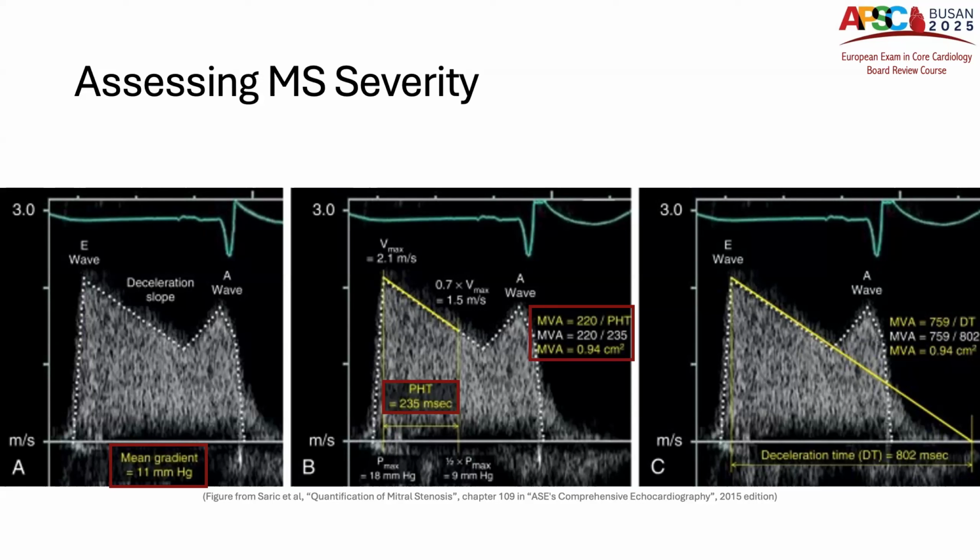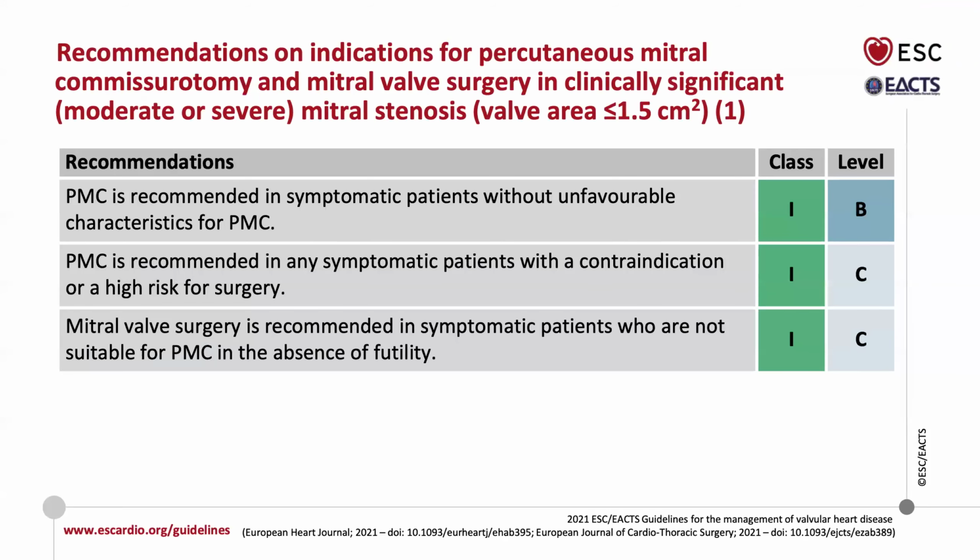So that's also severe. Panel C shows that the deceleration time is 802 milliseconds. Since pressure half time is 0.29 times deceleration time, 802 times 0.29 equals 0.94 centimeters squared, or 0.95 centimeters squared, depending on your significant digits. So all of this is consistent with a severe mitral stenosis.